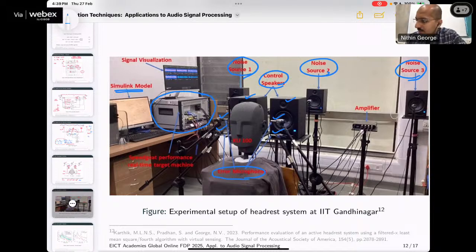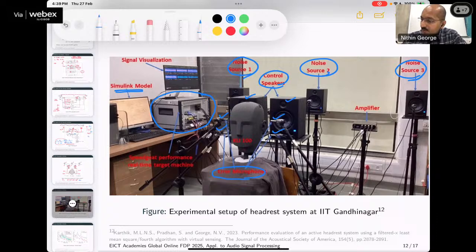This is a SpeedGoat processor, which has a 5 microsecond latency. In the sense, it's a very fast input output. Means how the algorithm, how noise cancellation should work.